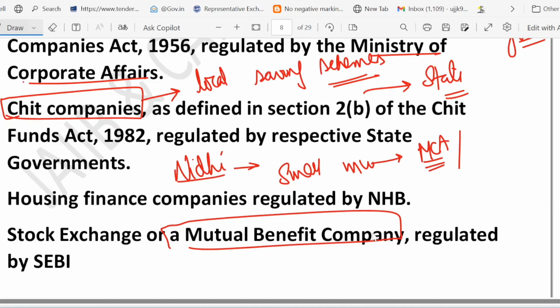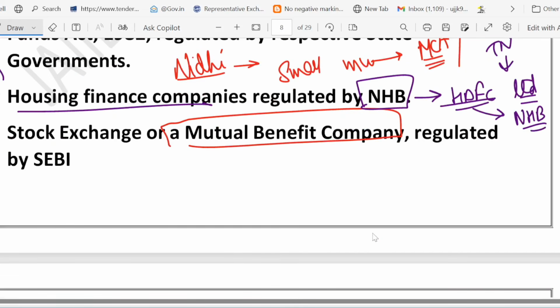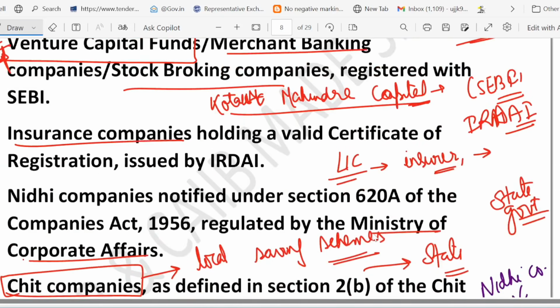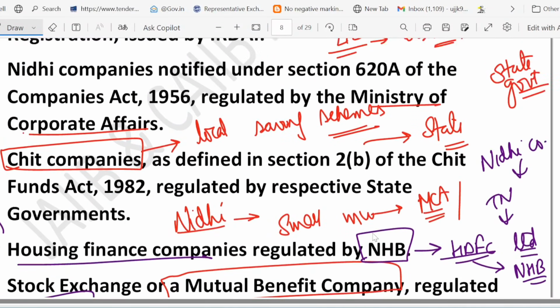Let me give you one example to make this more clear. For example, a Nidhi company in Tamil Nadu lends only to its members. Besides that, there are some NHB, National Housing Bank regulated NBFC, like HFC, Housing Finance Company. For one example, I can give you HDFC Limited. As you know very well, HDFC Limited was merged with HDFC Bank. Before merging with HDFC Bank, HDFC Limited was under the National Housing Bank, NHB. Then we have stock exchange or mutual benefit company, which are completely regulated by SEBI. So we can see now that SEBI regulation is there, IRDAI regulation is there, NHB regulation is there, and then state government regulation and MCA regulation are there.